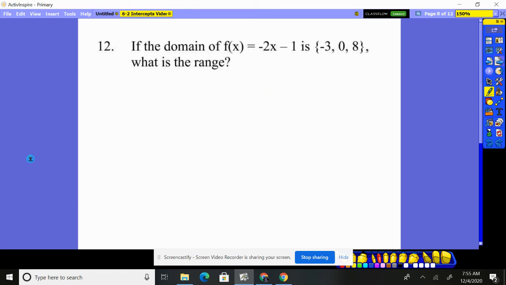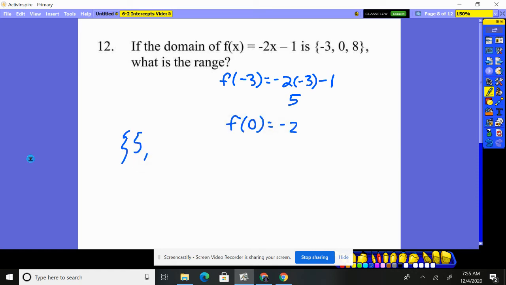2 more here. Okay, so plug in -3, 0, and 8 and tell us the answers. That's all it's saying. It says here are the domain. This is the domain, -3, 0, 8. These are the x values. Plug them in. So let's evaluate f of -3. -2 times -3 minus 1, that's 6 minus 1, 5. Plug in 0. -2 times 0 minus 1 is -1.